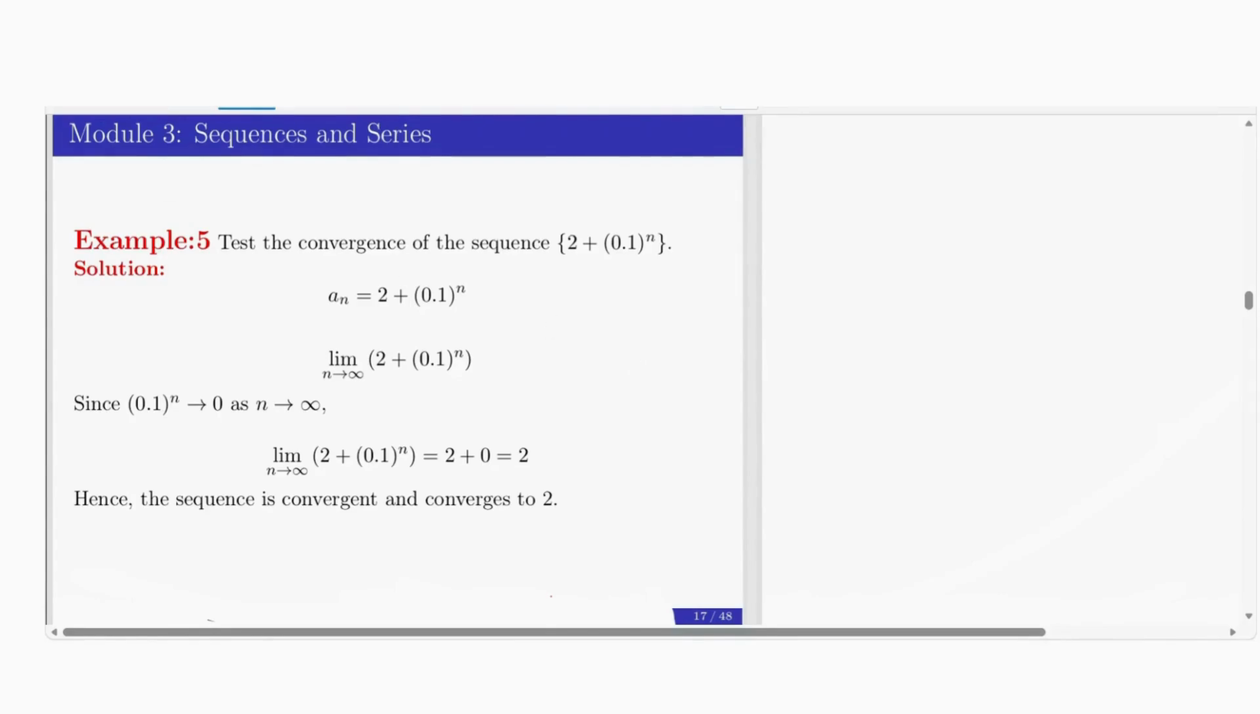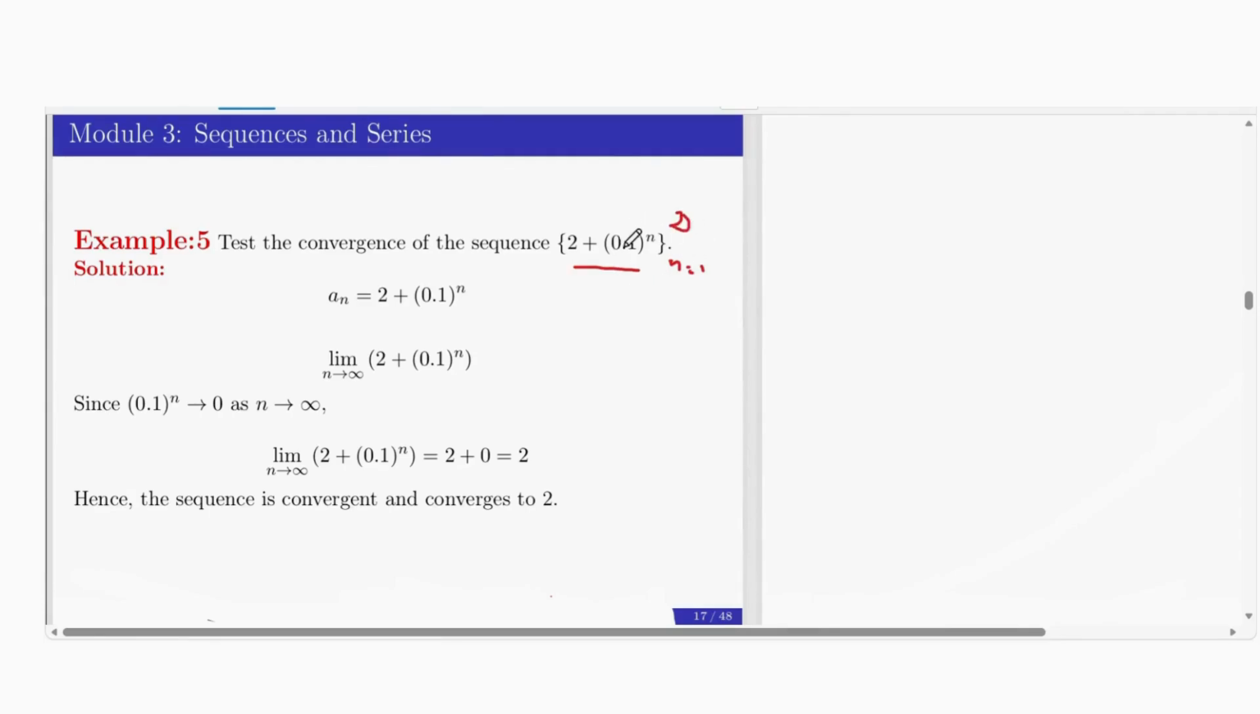Example number 5. Test the convergence of the sequence 2 plus 0.1 raised to n. Okay. Now what is the sequence? The nth term of the sequence is 2 plus 0.1 raised to n. Here again what is n? n varies from 1 to infinity.